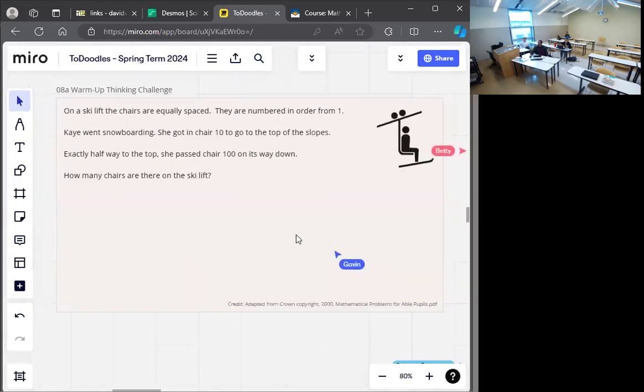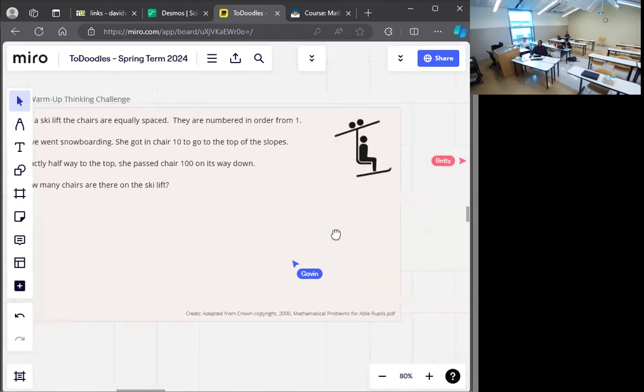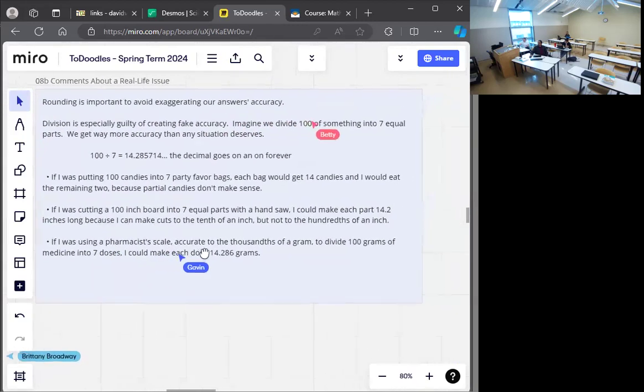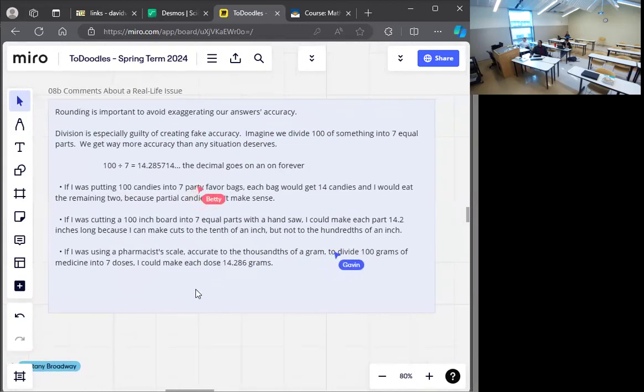Okay, this warm-up thinking, I was hoping to get to on a Thursday. This is one of the trickier ones this term. I think I'm gonna skip this one. I don't want us to spend too much time. We did a warm-up just a few minutes ago.